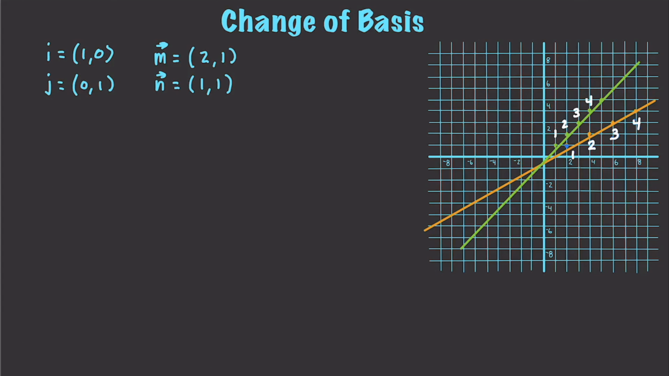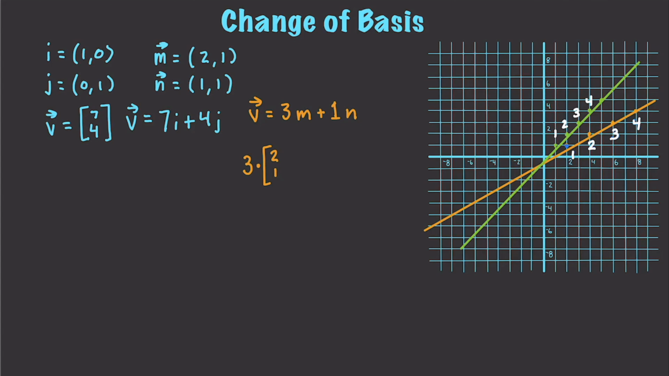So let's say that we have a vector, which is 7 and 4. And this is going to be based off of the original coordinate system, or the standard basis. And hence, it would be represented as 7i plus 4j. However, with our new basis, it would be based off of vector equal to 3m plus 1n.